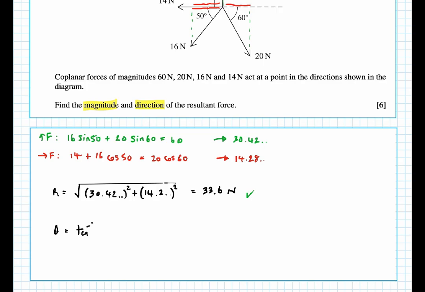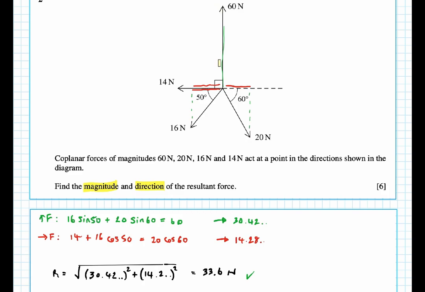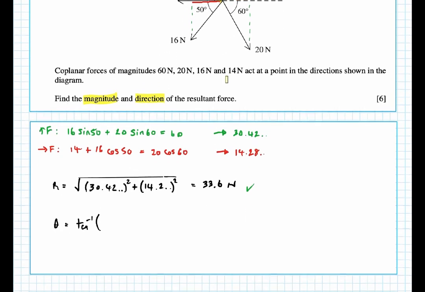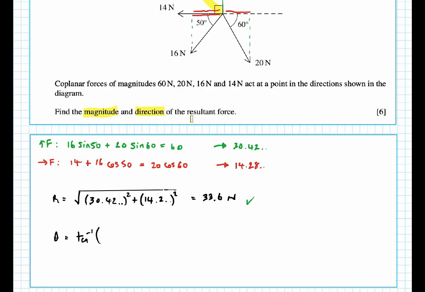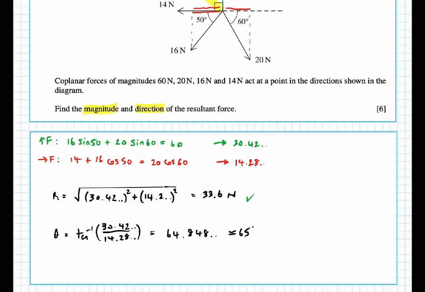Our angle, our direction, we find this way. So tan, of course, is opposite over adjacent. And you can kind of guess where we're going with this, in terms of where the force may be more prevalent. So it's going up into the left-hand corner at about 65 degrees. So you have to make sure you look at this in a certain light. It's about 65 degrees up from the 14 Newton force, so in the negative x-axis.